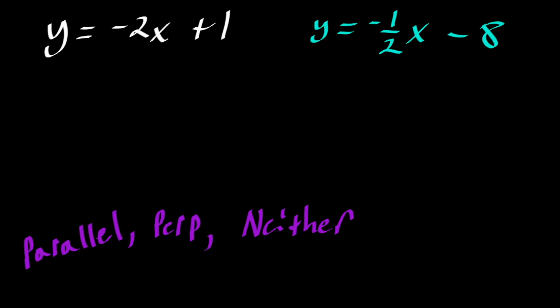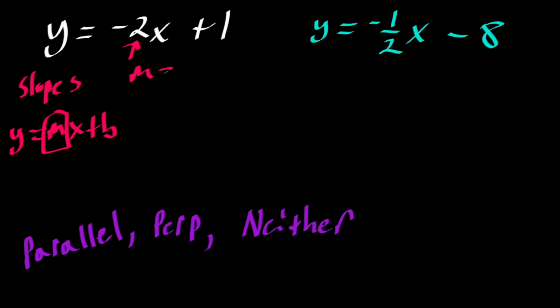So here's what we're looking for once again: the slopes. Remember, if you have y equals mx plus b, the slope is this m value. So m for the first equation is negative 2. For the second equation, it's negative 1 half. Now, obviously those are not the same, so parallel is out. But it could be that these are perpendicular if they are opposite reciprocals.